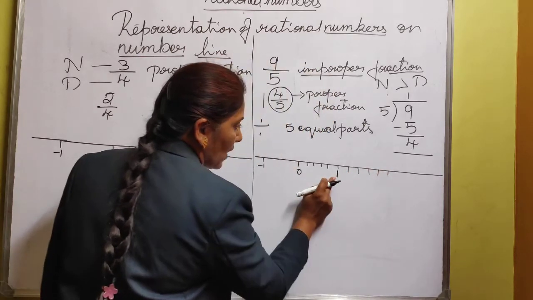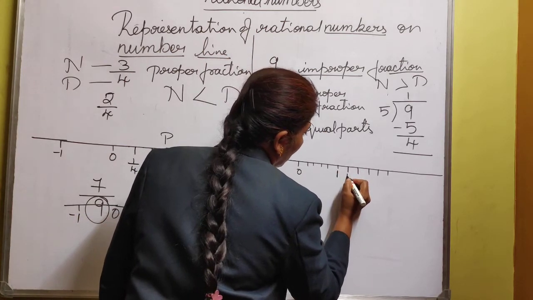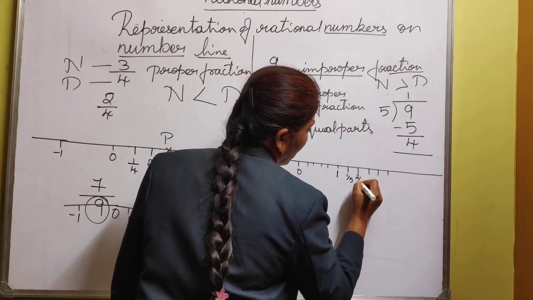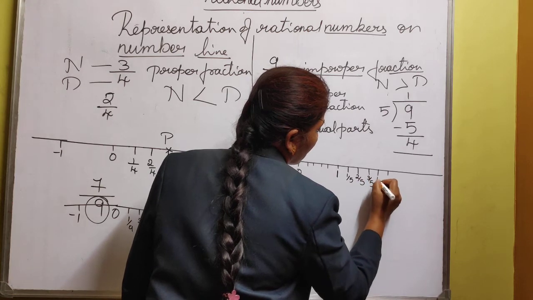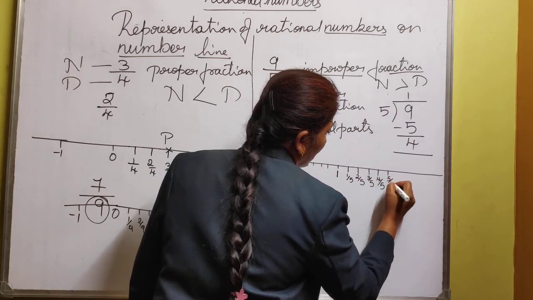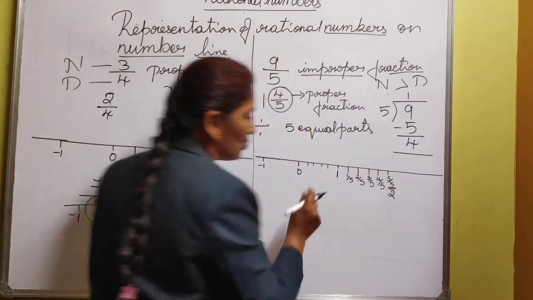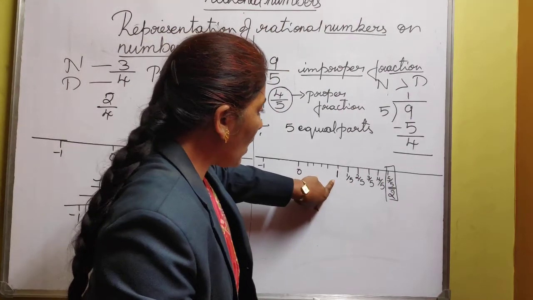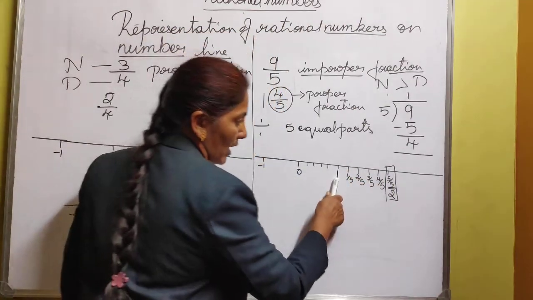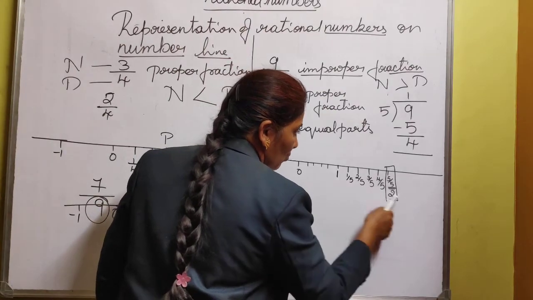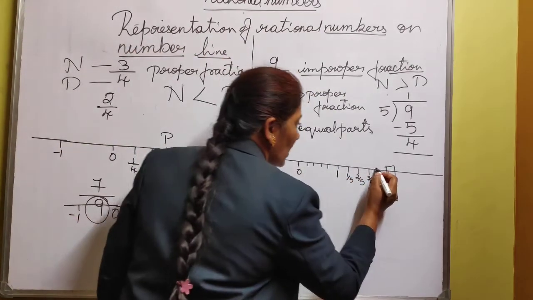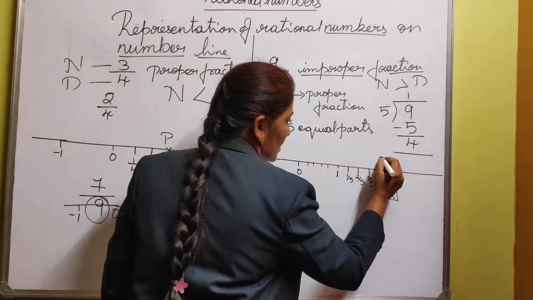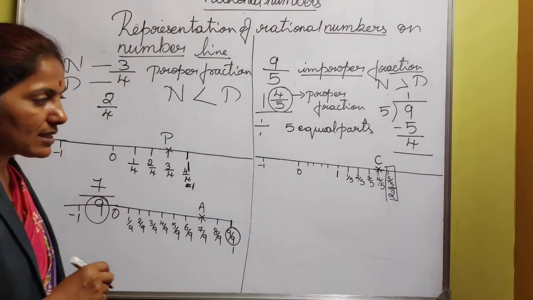Okay, so this is 1. Next you will read it as what? 1 by 5, 1 2 by 5, 1 3 by 5, and this is 1 4 by 5, and 5 by 5 is nothing but equal to again what? 2. After 1 we are representing this as 2. So you can observe here this 1 4 by 5, which lies between 1 and 2. So we have to represent this 1 4 by 5, which is nothing but equal to, I'll mark it as C.